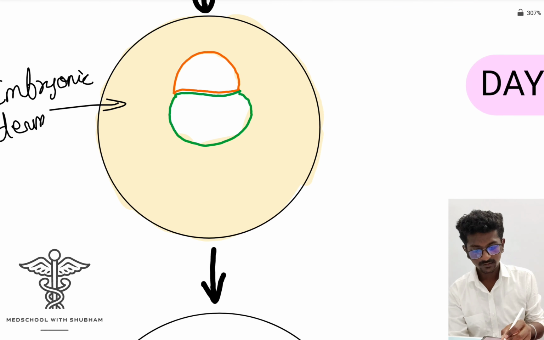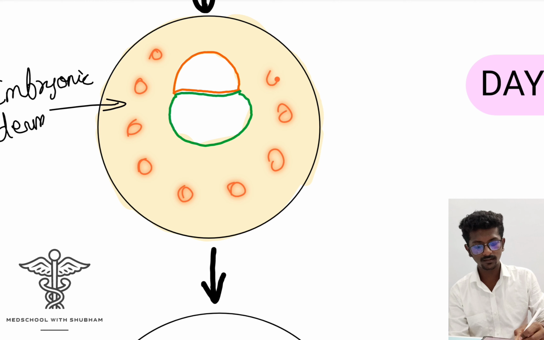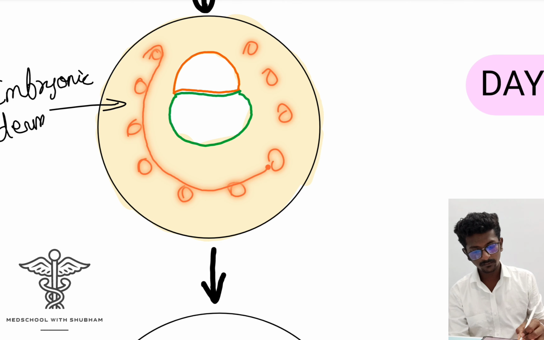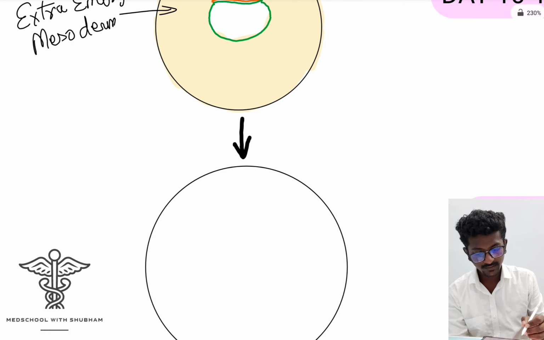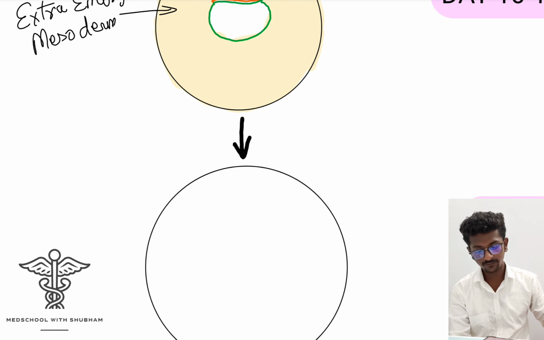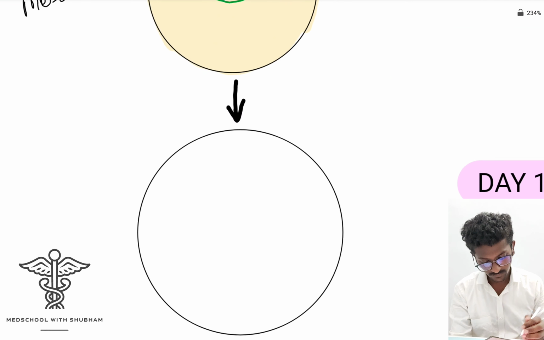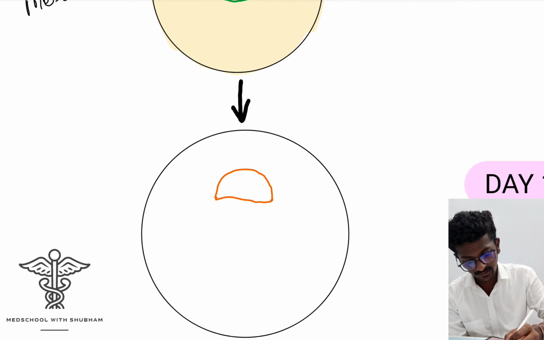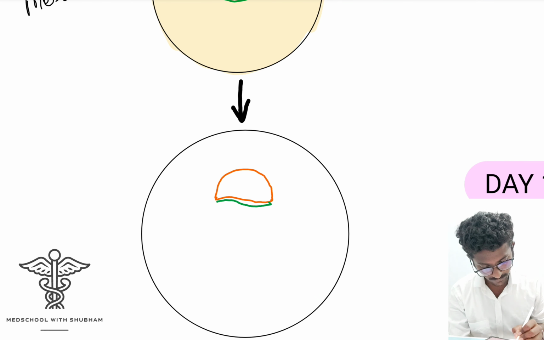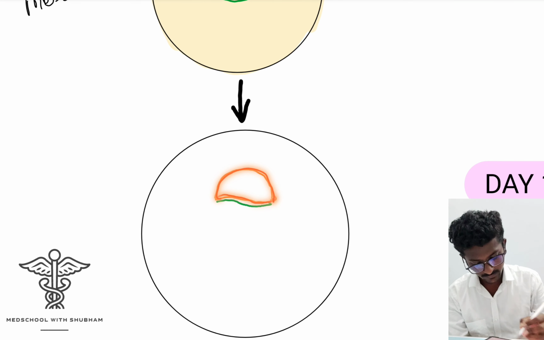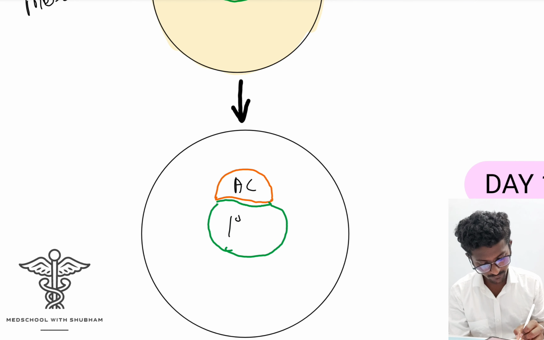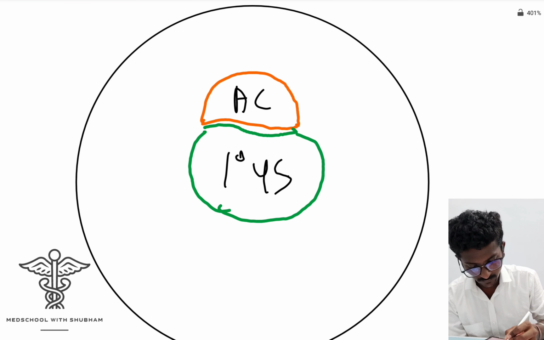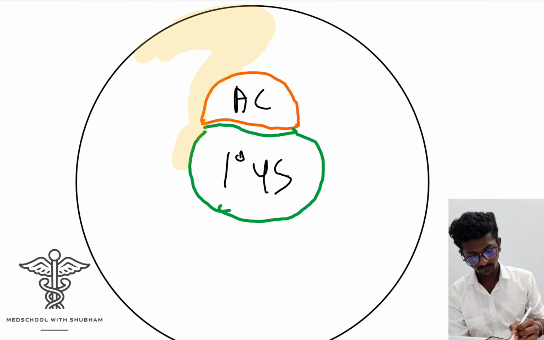Now, what will happen in the next step? Small cavities will start forming in this extra embryonic mesoderm, and all these cavities will merge together to form a large cavity, which is called a coelom. This coelom is formed in the extra embryonic mesoderm, so we call it the extra embryonic coelom. Here we have the epiblast, amniogenic cells, hypoblast, Heuser's membrane, amniotic cavity, primary yolk sac, and now the extra embryonic mesoderm.